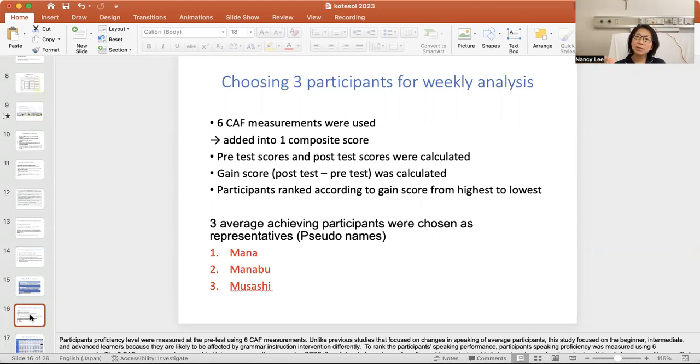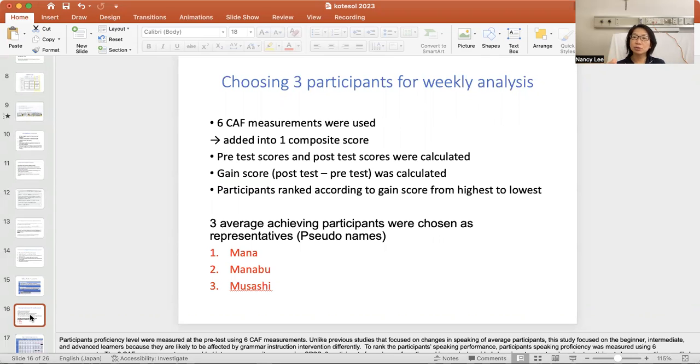The next step is that I tried to locate 3 representative participants by adding all the 6 measurements together into a composite score. Then I calculated their pre-test and post-test scores, and found the gain score. After finding a gain score for each individual participant, I put all the participants on a scale, ranking them from the highest to lowest. And then from the scale, I chose 3 average achieving participants.